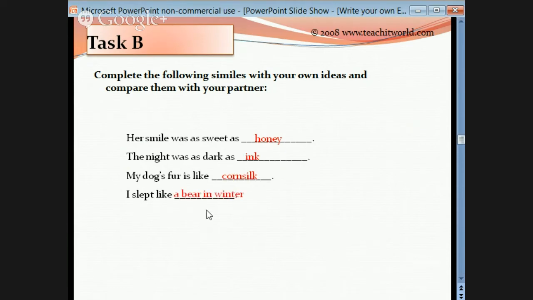Okay, there's another good one. I slept like a bear in winter. All right, so the fun part of similes is to surprise, to make connections that are surprising and interesting. So I slept like a bear in winter is very interesting. Also, like a restless spirit or a dead body. These are all very visual things, very visual.